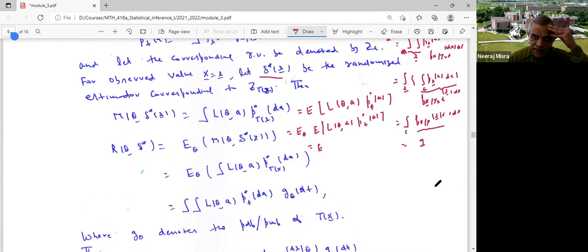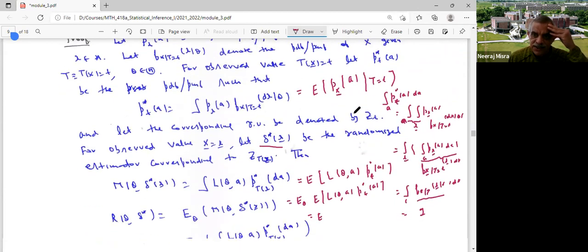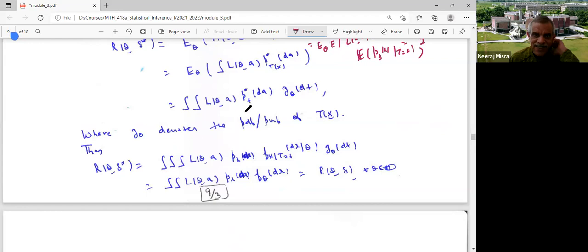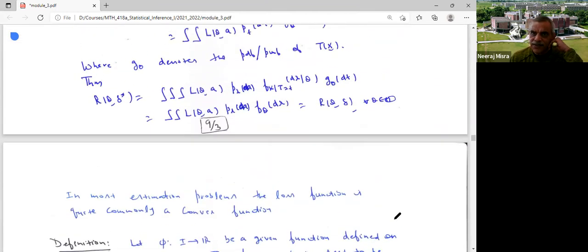That is further an expectation of P X given T is equal to T. So this is E theta, E A, L theta A. This is the same as the expected value of P X A given T is equal to T. Now these two expectations, the expected value and this one, the expected value of X given T is equal to T, become a joint expectation, right? And that is how you get it over here. It becomes a joint expectation, which is the same as R theta delta. Does that clarify it to you?